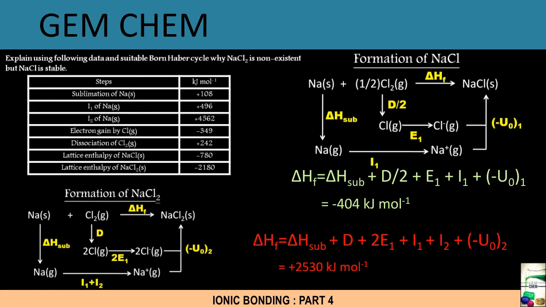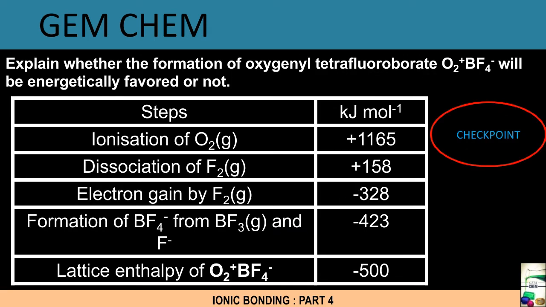Thus it becomes easy to explain: since the formation enthalpy of NaCl is negative, formation is favored, whereas for NaCl2, since the value is positive, the formation is not possible and it is non-existent. Right. Now we will go for the checkpoint.